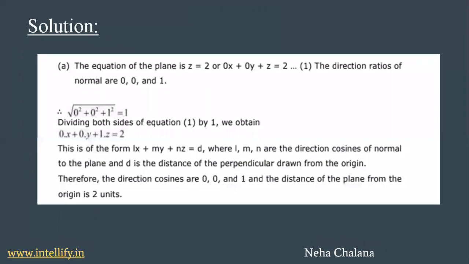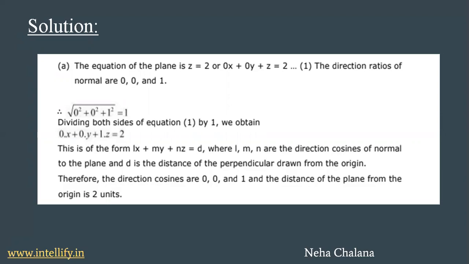Here we have part A: the equation of the plane is z equals to 2. So we can write it as 0 multiplied by x plus 0 multiplied by y plus z equals to 2. The direction ratios of the normal would be the coefficients of x, y and z, so we have here 0, 0 and 1. Now to convert direction ratios to direction cosines, we have to divide by the square root of the sum of squares of the direction ratios. The value we get is 1.